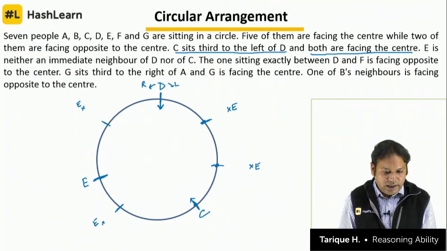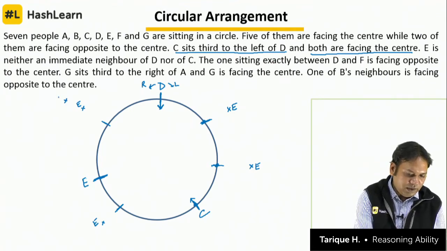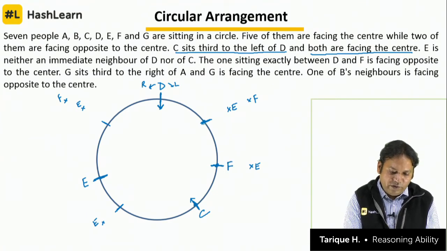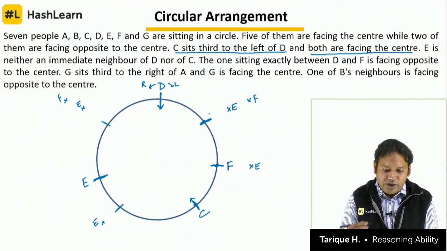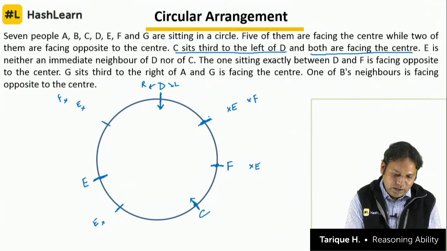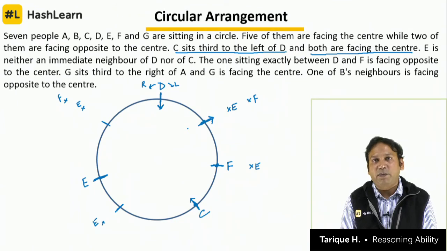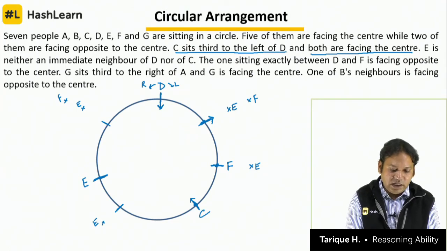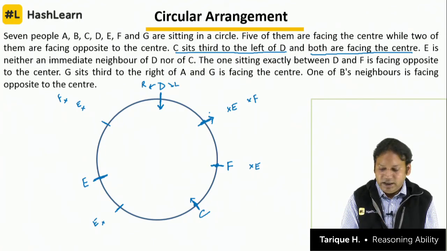The one sitting exactly between D and F. So there is one person between D and F. So F cannot come here, F cannot come here. The simplest way to understand would be, let us say F is here. In this way there is only one person between D and F, and this person is facing opposite to the center. Okay, the person sitting exactly between D and F is facing opposite to the center. The direction of the person exactly in between is given to us, is facing opposite. Who is there we don't know, but what is the person's direction that we know.